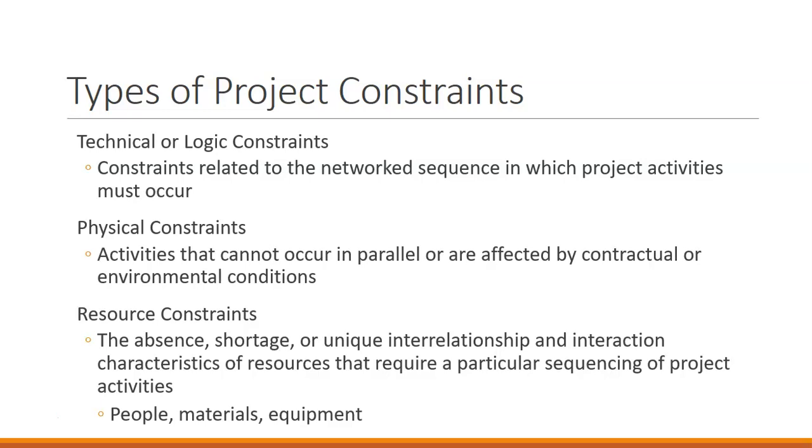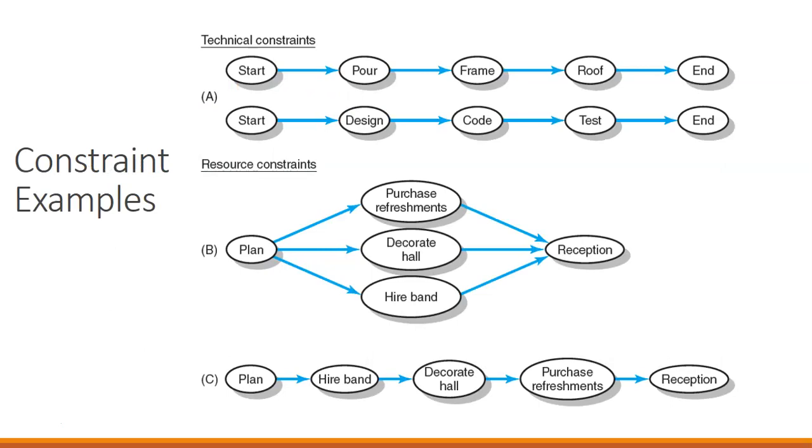Physical constraints are that some of our activities cannot happen at the same time for various reasons. So even if they are parallel on our network plan, our different resources, contractual agreements, environmental conditions might make us not able to do them at the same time. So then our resource constraints. Our resources are people, materials, and equipment. When we're looking at resource constraints, we have some examples here.